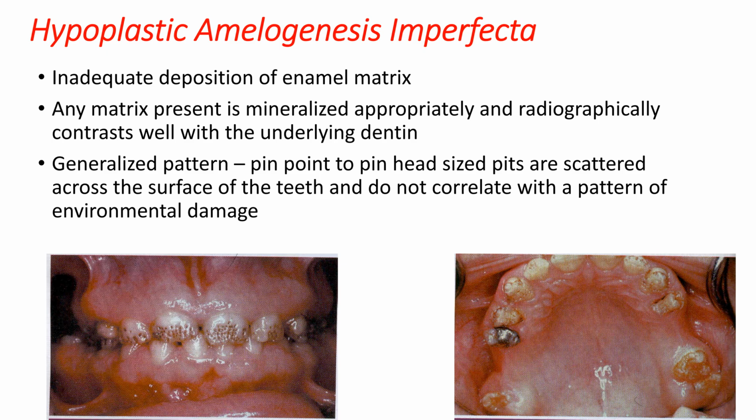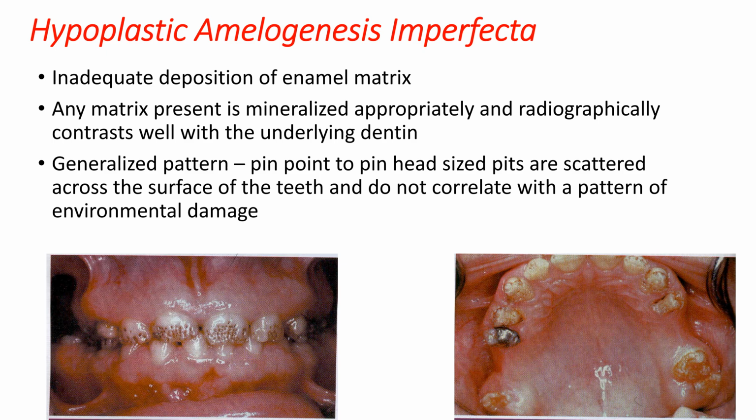In hypoplastic amelogenesis imperfecta, the basic alteration centers on inadequate deposition of enamel matrix. Any matrix present is mineralized appropriately and contrasts well radiographically with the underlying dentine. In the generalized pattern, pinpoint to pinhead sized pits are scattered across the surface of the teeth and do not correlate with a pattern of environmental damage.